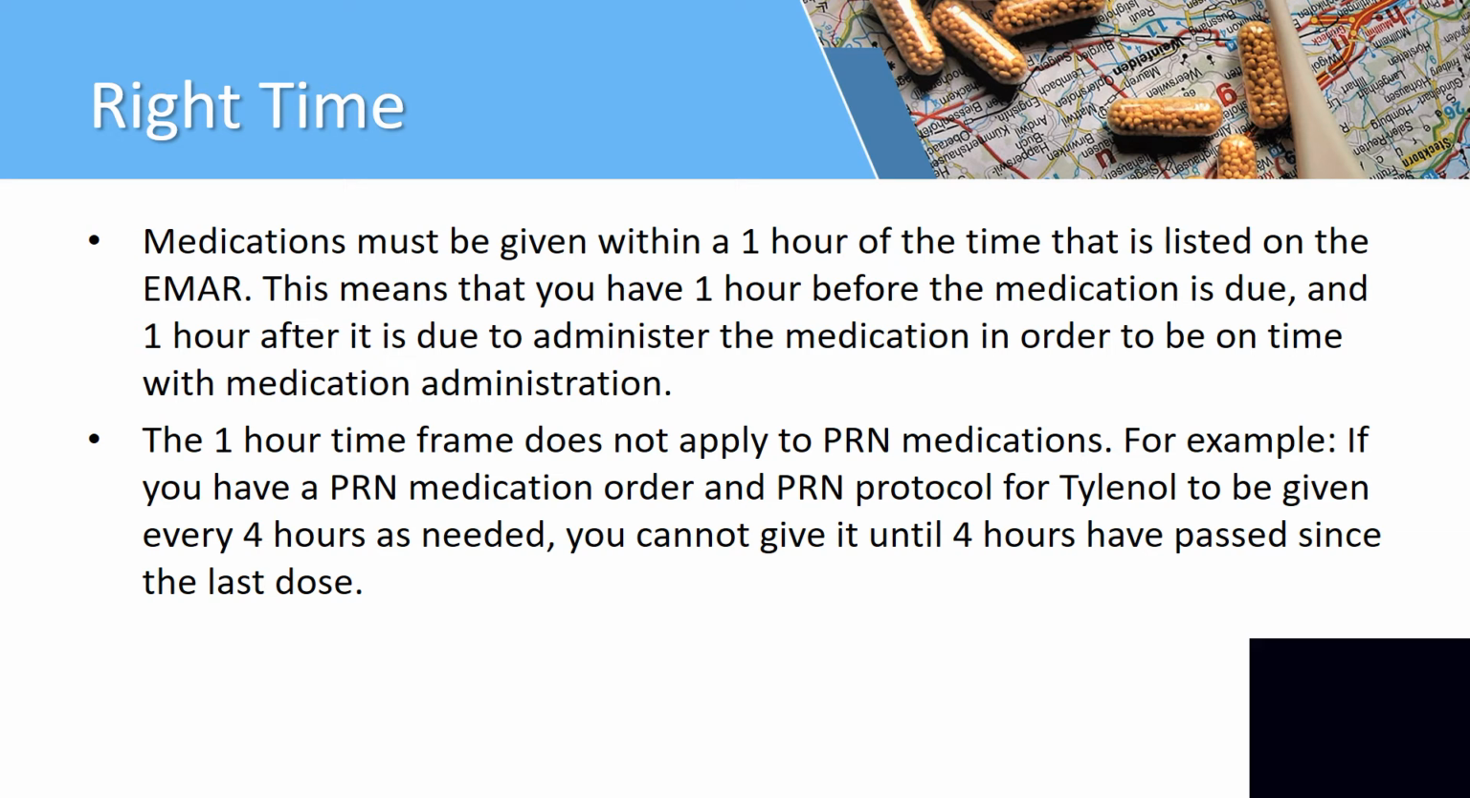Medications must be given within 1 hour of the time that is listed on the EMR. This means you have 1 hour before the medication is due and 1 hour after it is due to successfully administer the medication in order to be on time with the medication administration. The 1 hour time frame does not apply to PRN or as needed medications. For example, if you have a PRN medication order and a PRN protocol for Tylenol to be given every 4 hours as needed, you cannot give it until the 4 hours have passed since the last dose. You cannot give this dose 3 hours prior.